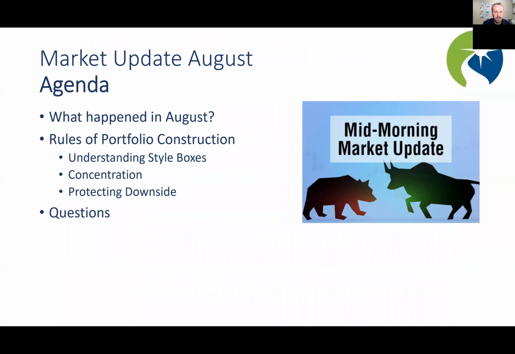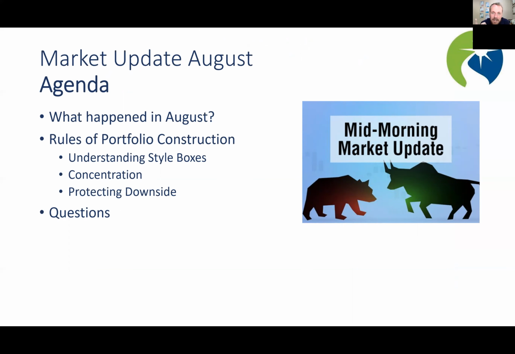Here's our agenda today, the things that we'd like to talk about. The first thing, we're going to cover what happened in August so far. I know that we're not quite done with the month yet, but we're going to look at the month in review to see how things shaped up in the markets, what big indicators there were, what's going on.